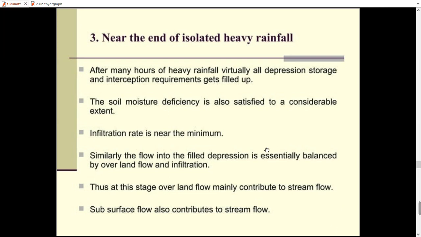The interception gets filled up. The soil moisture deficiency is also satisfied to a considerable extent. Infiltration rate is near the minimum. Similarly, the flow to the field depression is essentially balanced by overland flow and infiltration. Thus, at this stage overland flow mainly contributes to stream flow. Subsurface flow also contributes to stream flow.